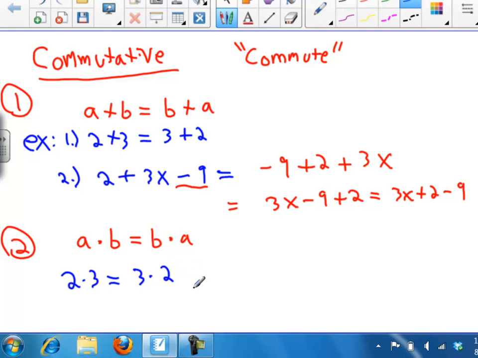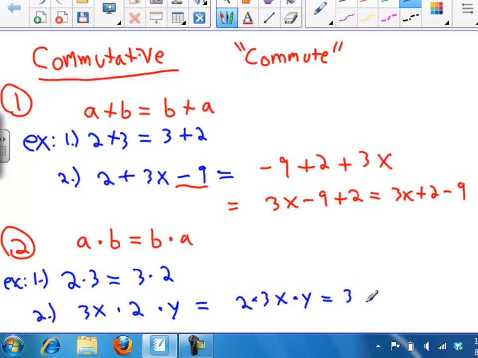Okay, that means also, so if this is example 1, then example 2 could say that 3x times 2 times y, okay, that can be 2 times 3x times y, okay. It could also be 3x times 2y. You can even put those together and not put the dot in if you want, but there's your dot. But it'd be 3x times 2y.